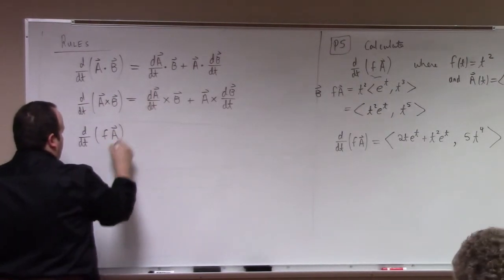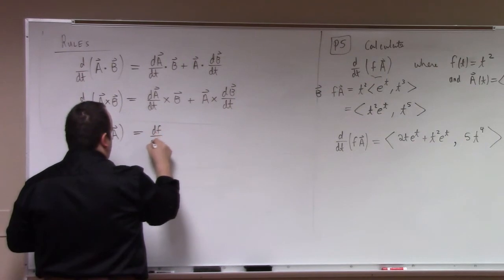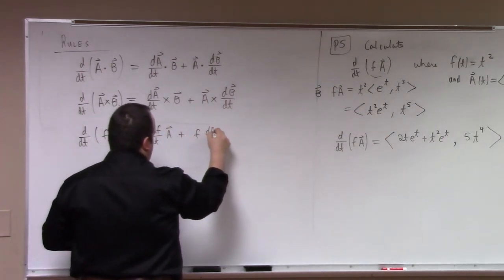Another thing we could prove is that if we have a scalar multiple f times A, then this also has a product rule. It's got df/dt times A plus f times dA/dt.